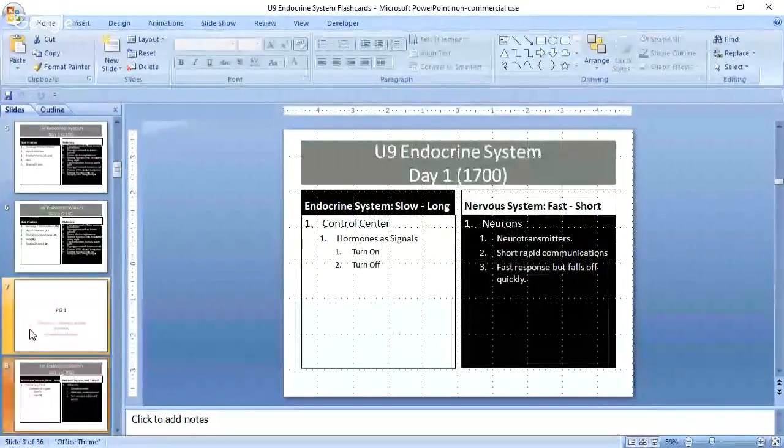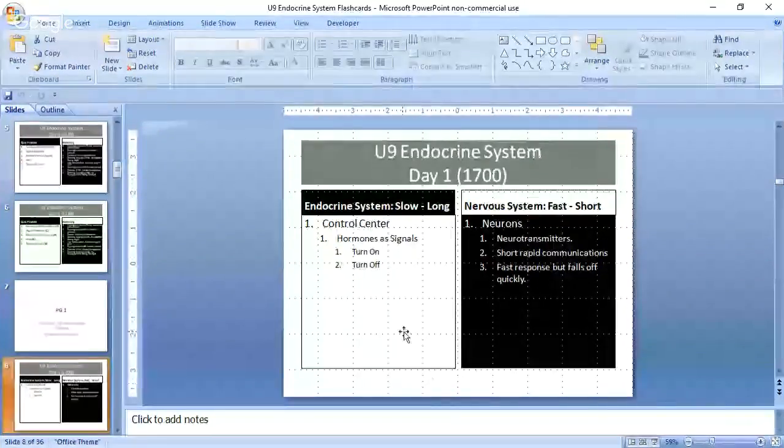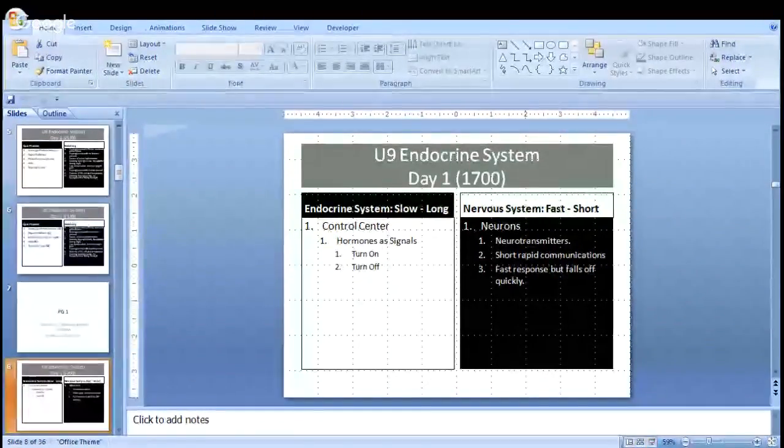And then kind of get you primed up. Okay, so endocrine system and nervous system overview. So if you go to the next slide, if you're not with me, okay, you guys are with me again, so that's awesome. So on the next slide, it's the endocrine system and the nervous system.